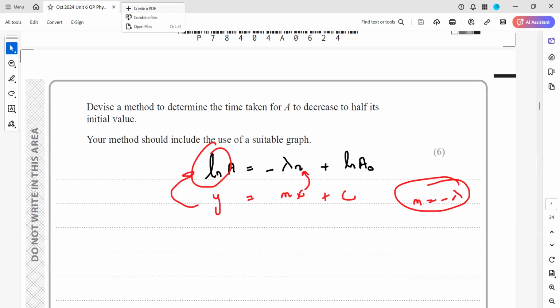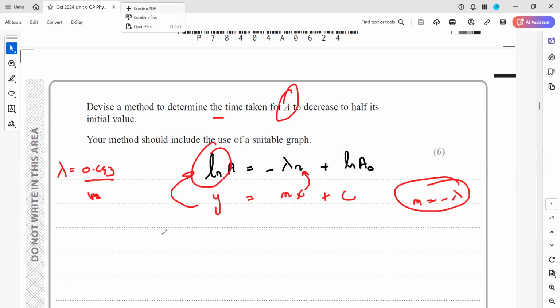We have to devise a method to determine the time taken for A to decrease to half of its initial value. So first I'll plot a graph and I'll get this value, and then we have the formula lambda is equal to 0.693 over n. Where is t here? Determine a time. So this is giving n, but I need t.